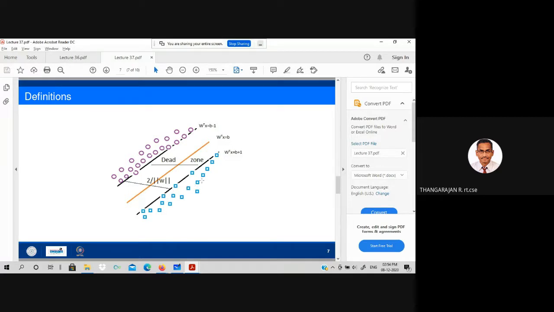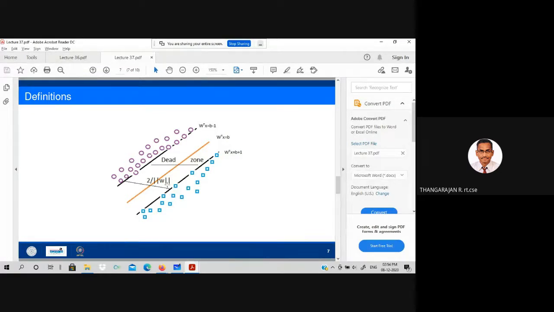All other points are set to be less than B plus 1 on one side, and all the points on the other side are greater than B minus 1. Those which are equal to B minus 1 are falling on that particular boundary. So this is called the margin.